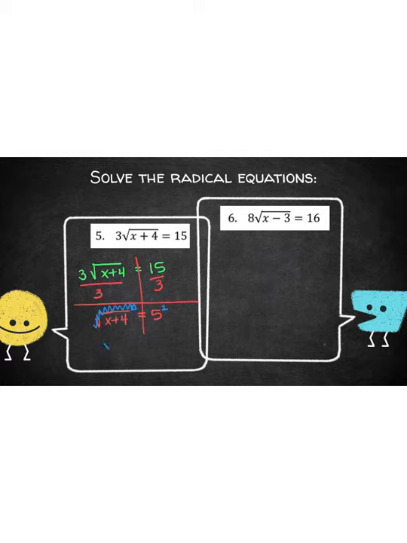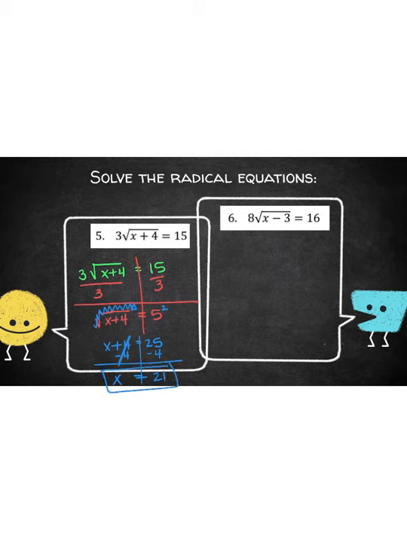So now I'm just left with x plus 4 equals, well, 5 squared is 25, so I'm going to put 25 over here. Okay, so now I have x plus 4 equals 25. Well, now I have to get rid of that 4, so I'm going to subtract 4 from both sides. So those 4's are gone, and I'm just left with x equals, and 25 minus 4 is going to give you a 21.